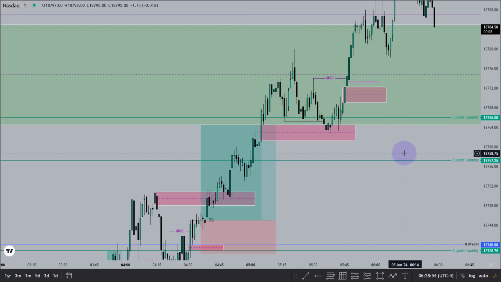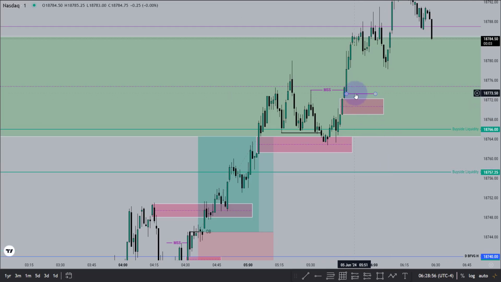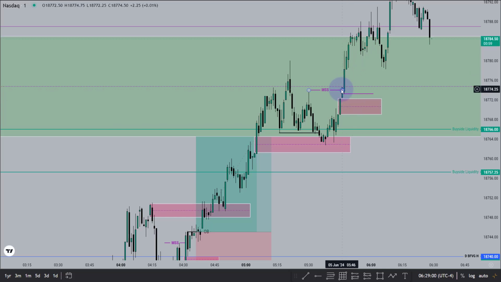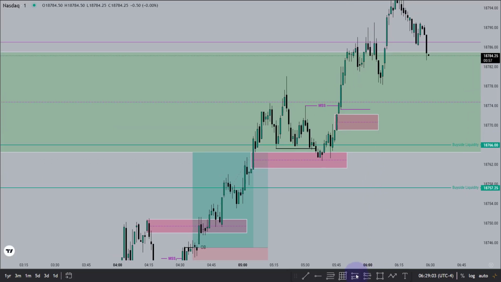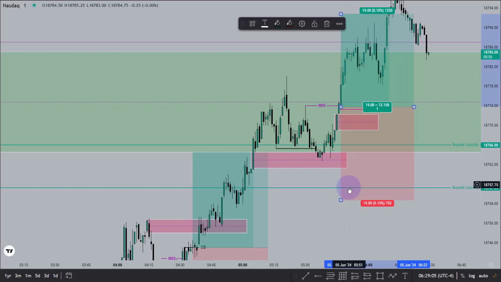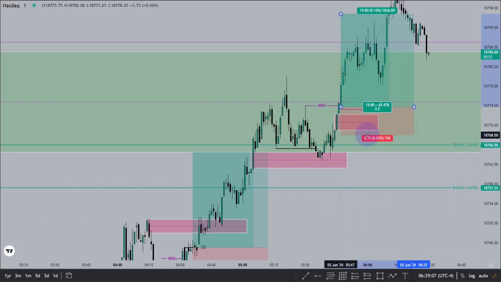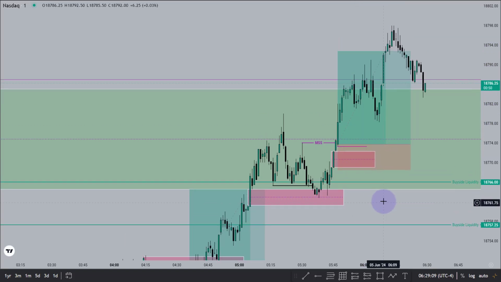What are you going to do? Are you going to wait for a tap to this fair value gap? No, you are not going to do that. Instead, when you get the market structure shift, you have to be in the market already, because in your previous experience you have seen that the market is not willing to trade the fair value gap. Where should your target be?